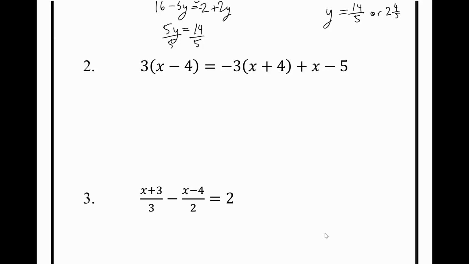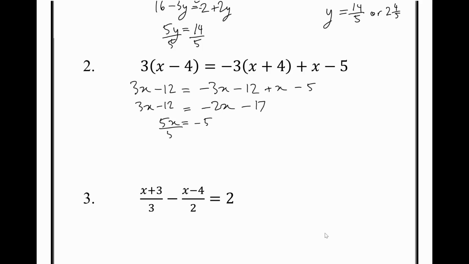Again, we want to expand the brackets first. So 3 times x, which is 3x, times 3 times minus 4, which is minus 12. On the right hand side, we have minus 3x minus 12 plus x minus 5. Let's simplify this again so that we have 3x minus 12 on the left hand side. There's no change. On the right hand side, we have minus 2x and minus 17. We'll move the x's to the left hand side and the constants to the right hand side again. We end up with 5x is equal to minus 5. Divide both sides by 5, and we end up with x is equal to minus 1.